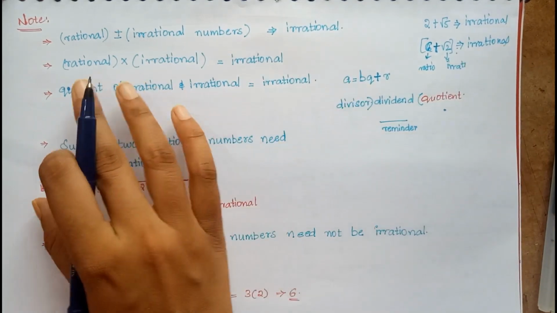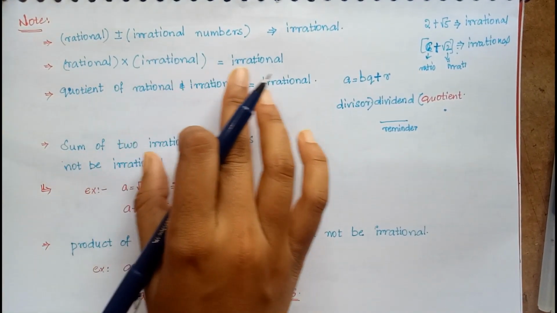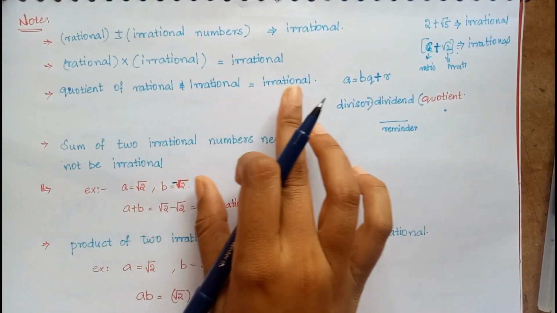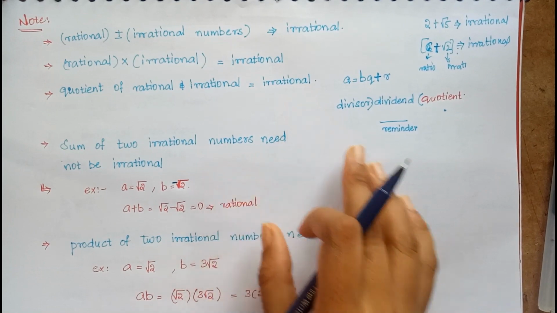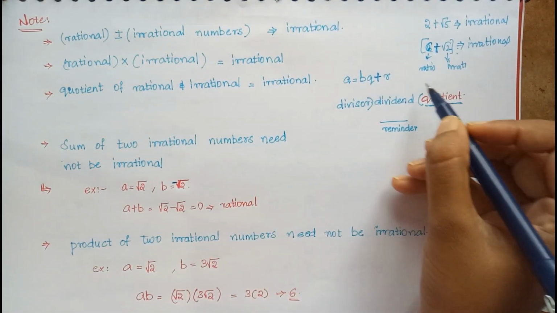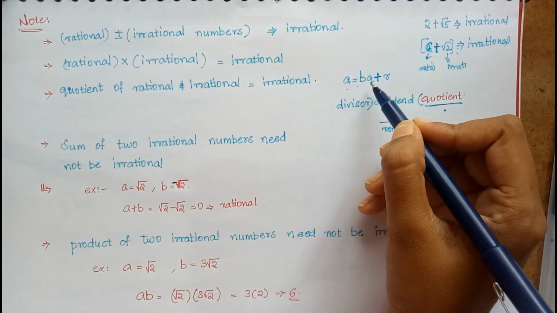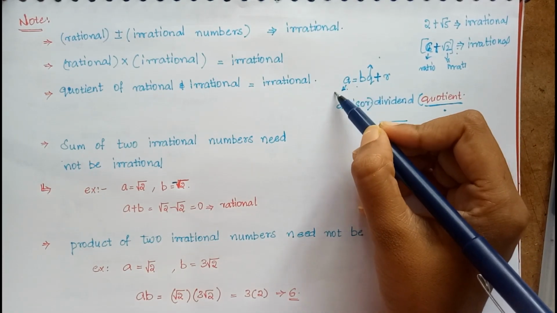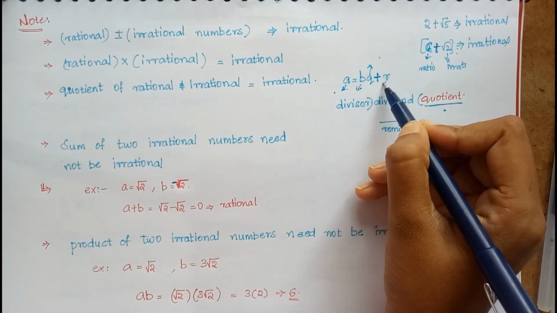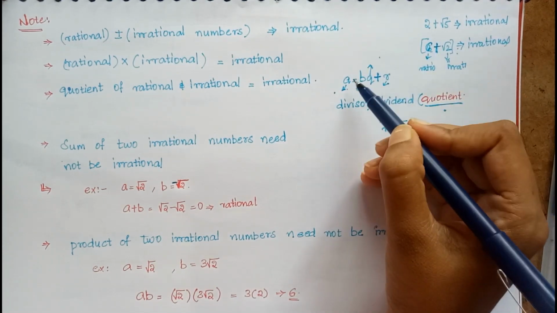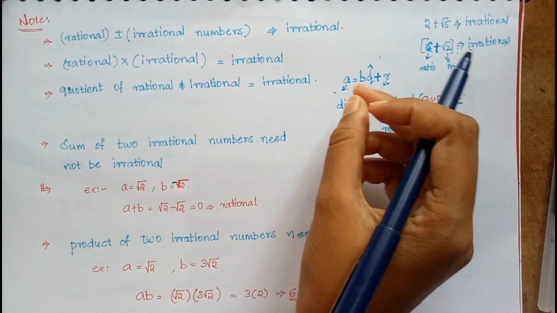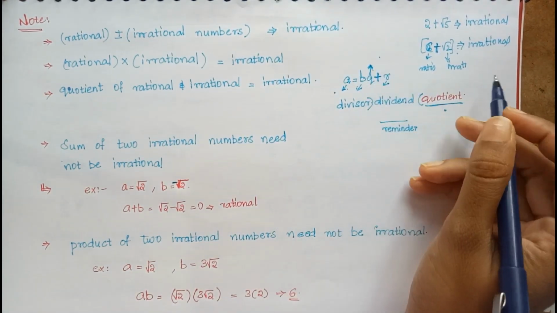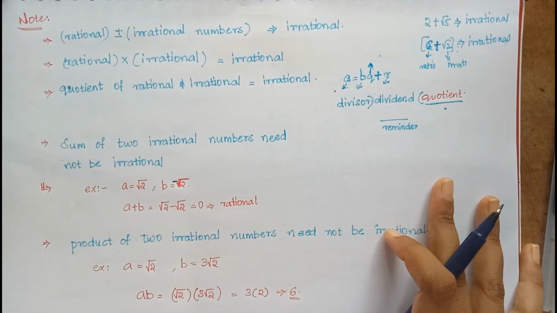And also the product of a rational and an irrational is irrational. And the quotient of a rational and an irrational is also an irrational term. Here a equals bq plus r, where q is the quotient, a is the dividend, b is the divisor, and r is the remainder. If we consider a and b, one as rational and the other as irrational, the quotient we'll get is an irrational number.